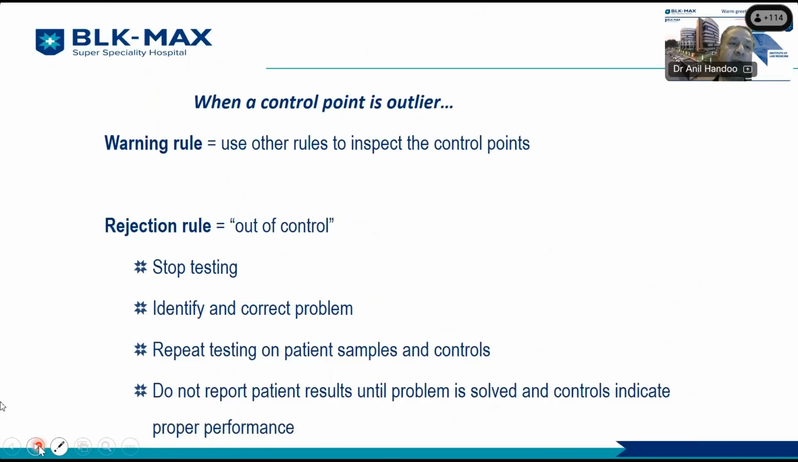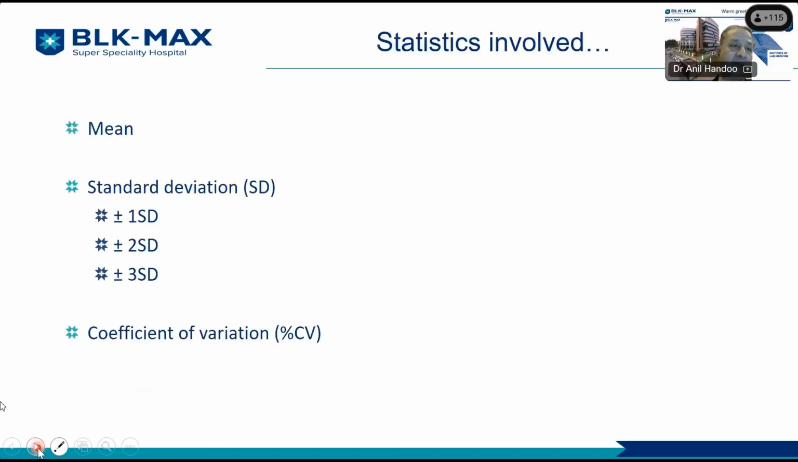Now, what do you do when the control point is an outlier? You can have what is called a warning rule, which I told you previously, and you can also have what is called a rejection rule. The rules which I just showed you a slide before, especially the 1-3S and 2-2S and 4-1S, are all kind of rejection rules. That means it's completely out of control. In such circumstances, unless you have identified and corrected the problem, you should not test patient samples. That is what is important, and that makes sure that the results which are going across to the patient are appropriate and correct.